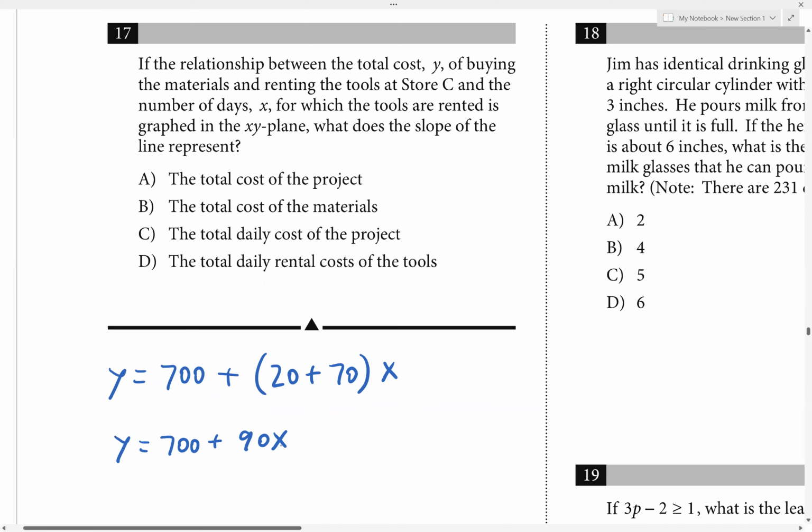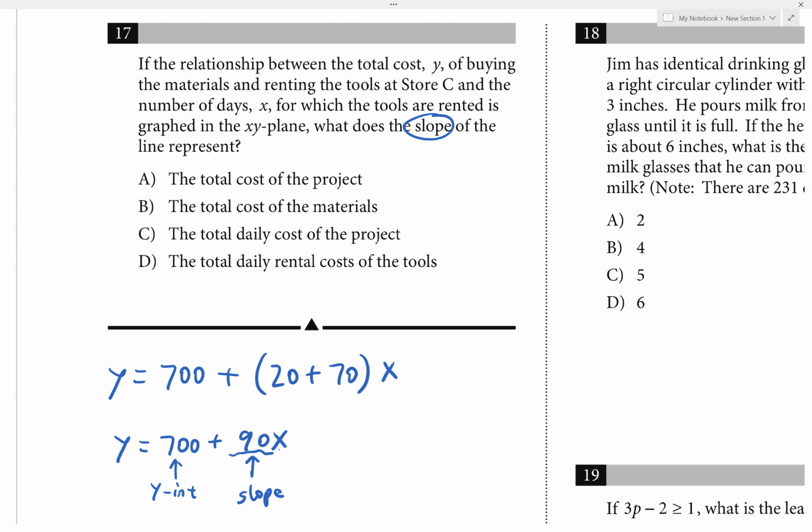And this is a linear equation. So what happens is the number in front of x, that will be our slope. Okay, and the 700, this is like the y-intercept. So that's a number by itself. Okay, so the question says, what does the slope represent? So what number is the slope? Well, we're talking about the 90 here, right? This is the slope. So what does that represent?